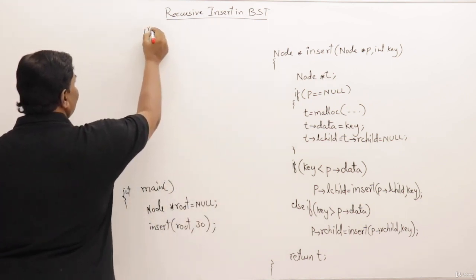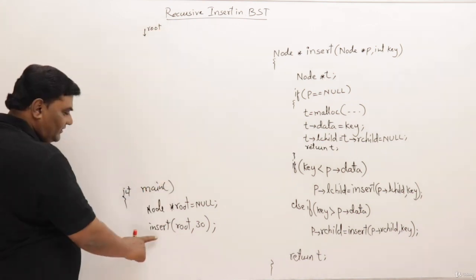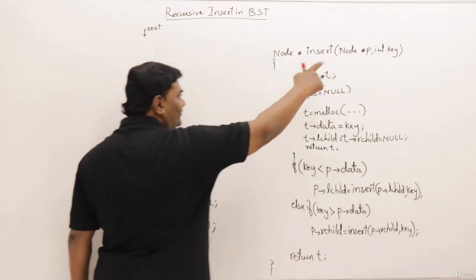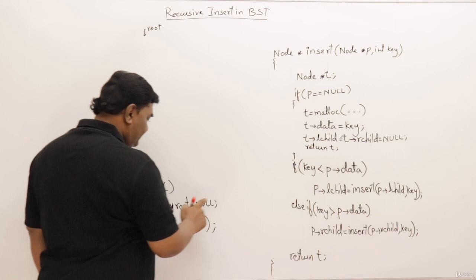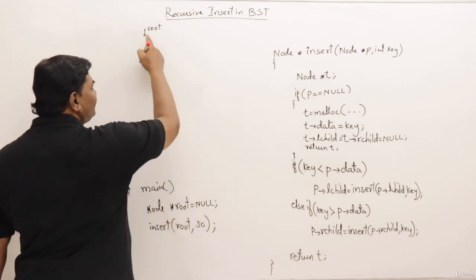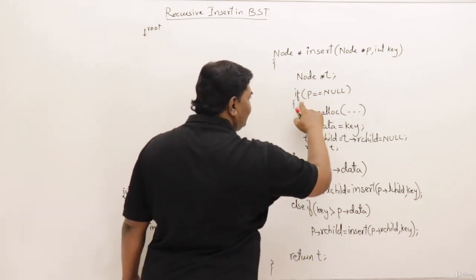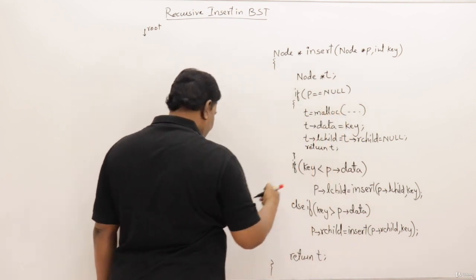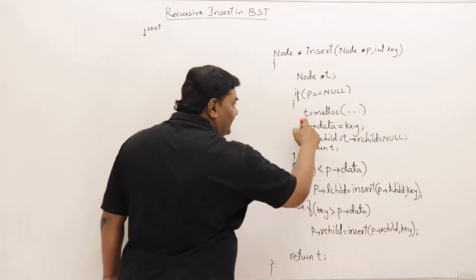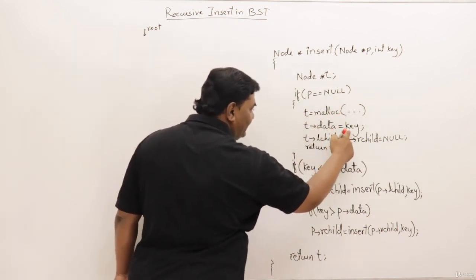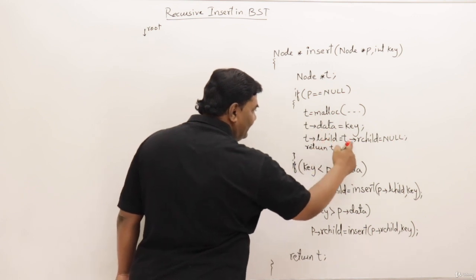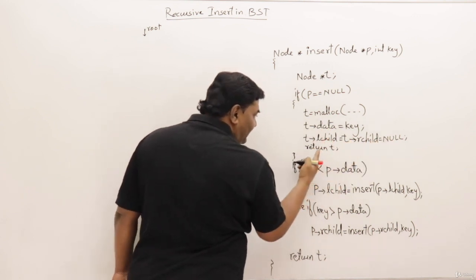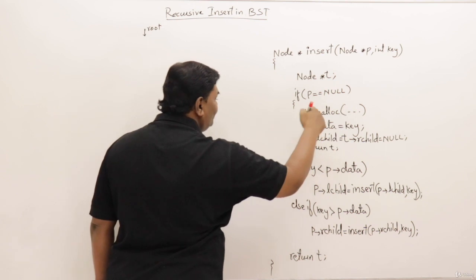So right now root is null, right? So when I call the insert function by passing root, that root is p here and it is right now null. So what is the first statement? If p is null, yes, p is null right now. So create a new node, set the key in data and set left and right child as null, and return this t, that new node.